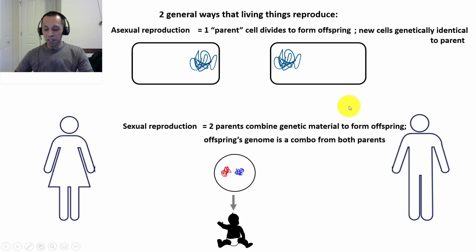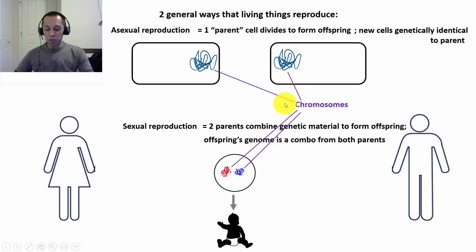One term that's associated with reproduction of living things is chromosome, and basically a chromosome is a chunk of DNA that contains genetic information. In this drawing, these represent the chromosomes of each of these two cells, and here are the chromosomes found in this one cell that's going to become the baby.